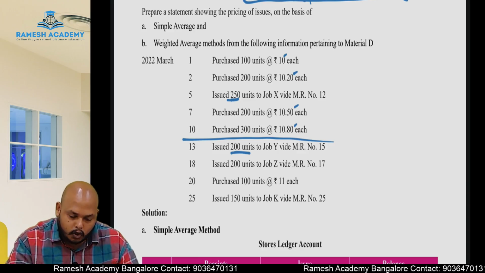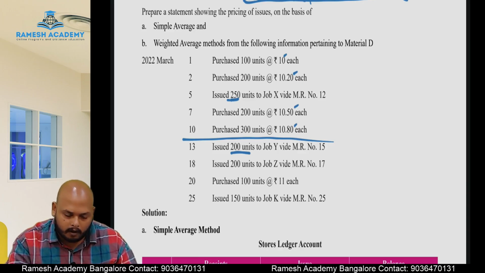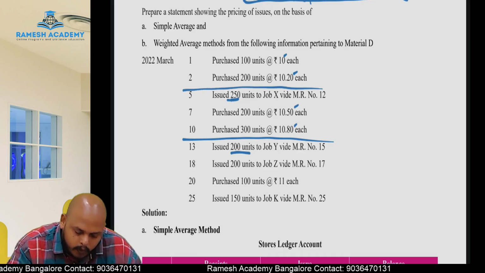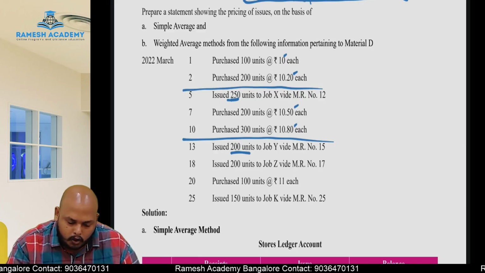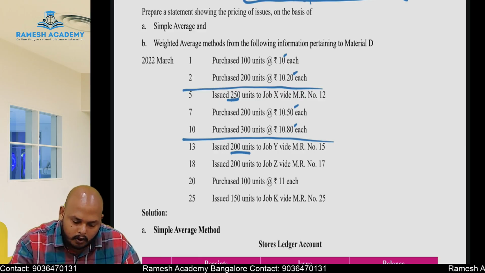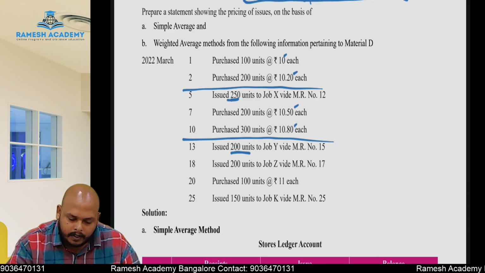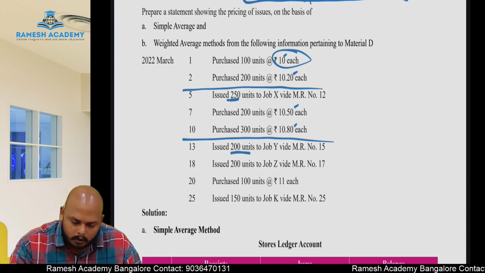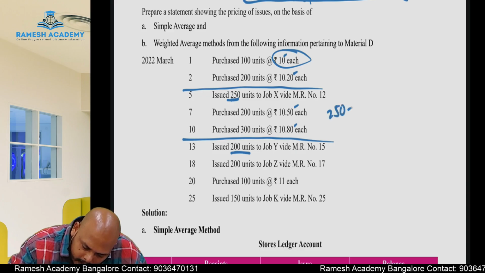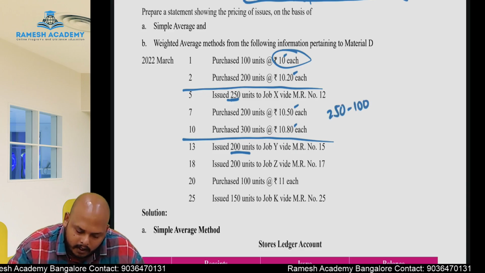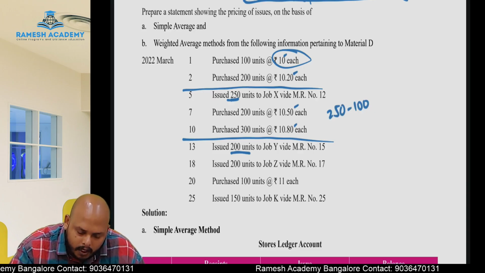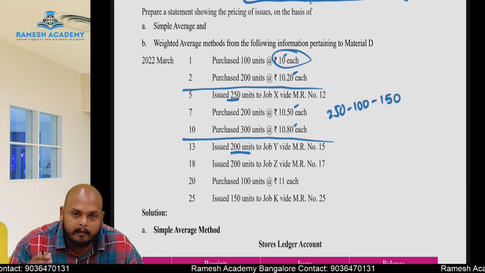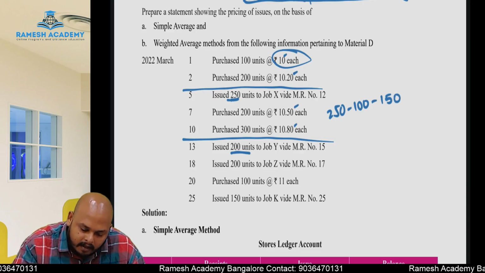So here we issued how many units? 250 units we issued on 5th March. First we will issue 100 units. So when 100 units are issued, the 10 rupees price is gone. 250 minus 100, 100 issued means gone. Again in the balance 200 is there. In this 200 how much will be issued? Minus 150. So 50 will be the balance.